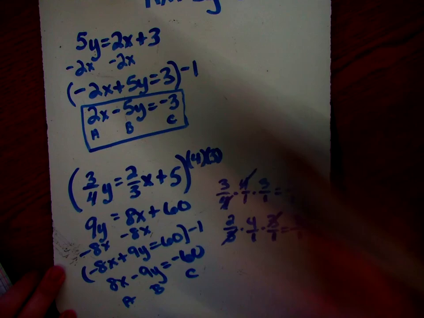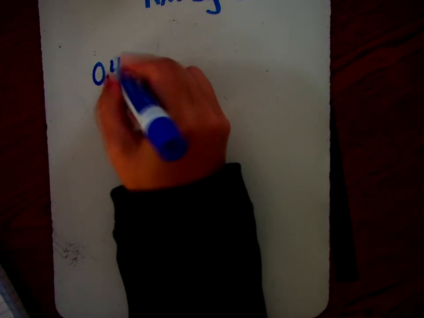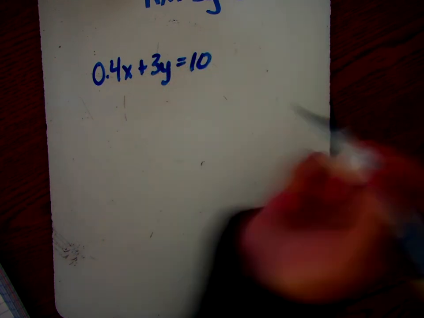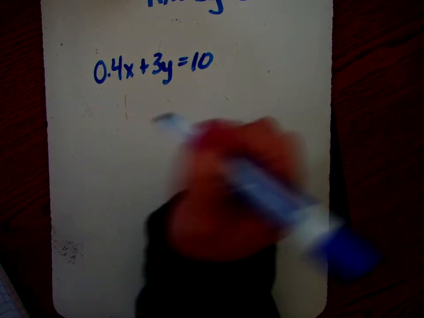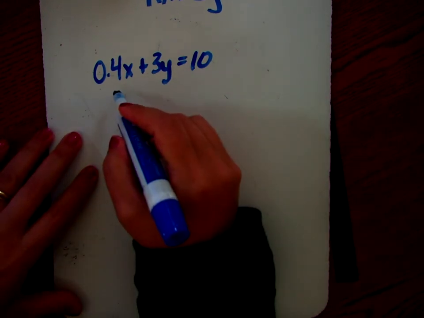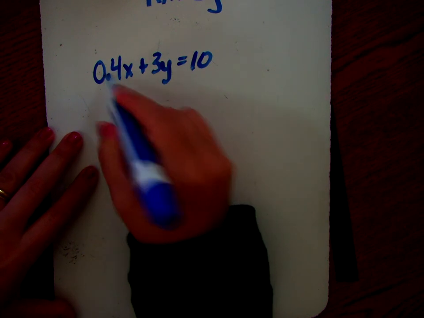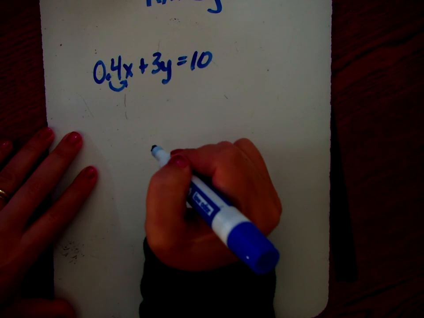Okay? I'm going to do one more. All right, this one we're going to do is 0.4x plus 3y equals 10. Now, just like fractions, we don't like to graph decimals either. So you ask yourself, what is the fastest way I can get rid of this decimal? Okay, so it's 0.4. If I could just move that decimal one place to the right, that would be great.